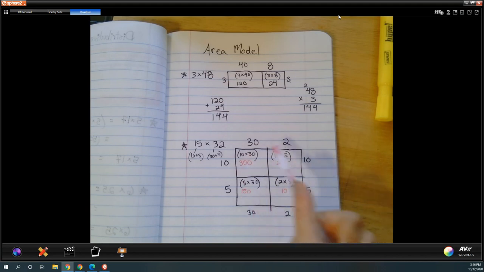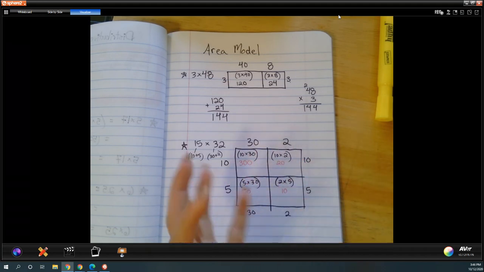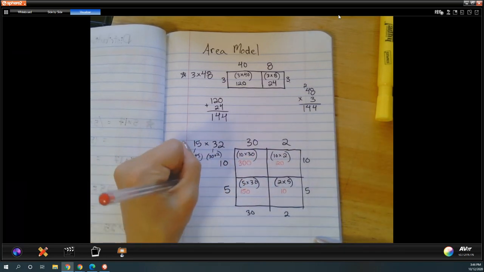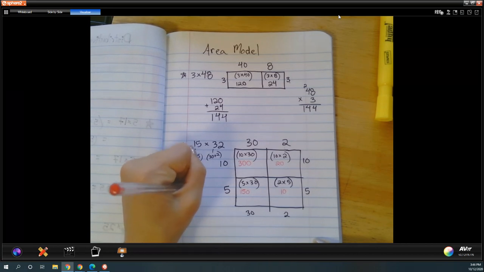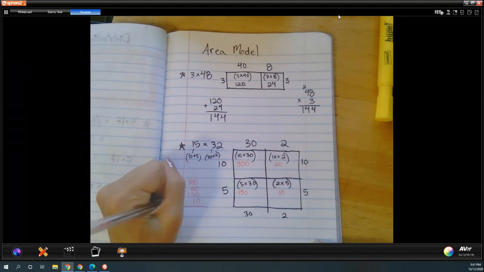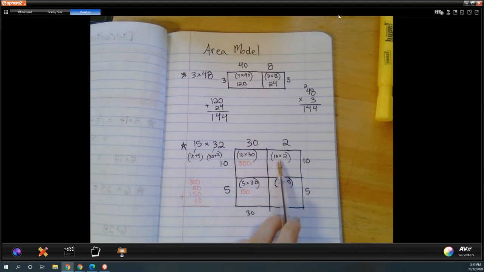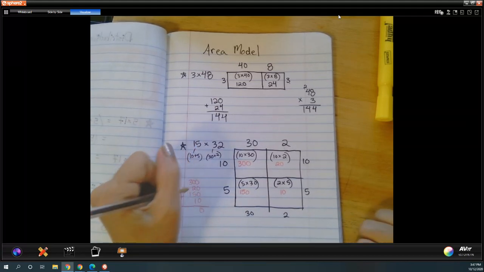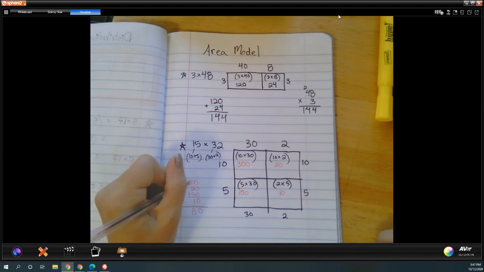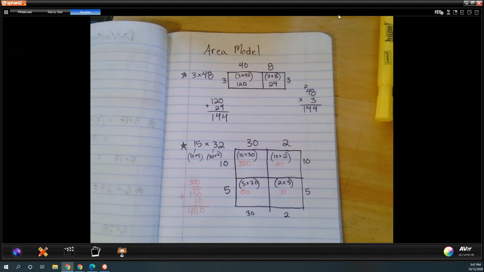Now, I have all what I would call partial products, right? I have multiplied each piece, but now I need to combine them, add them up to get my final answer. So I have 300 plus 20 plus 150 plus 10. And you could probably, in your head, combine these, right? I'd put 320 plus 160. Whatever works best for you. So 2 plus 5 is 7, plus 1 is 8. And then 3 plus 1 is 4. So the final answer is 480.